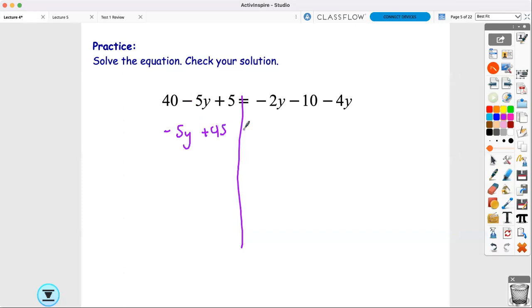What about the right side? What can we combine on the right side? The negative 2y and the negative 4y. And that gives you what when you combine those two y's? 6. What kind of 6? A negative. Yes, a negative 6y. Good job.